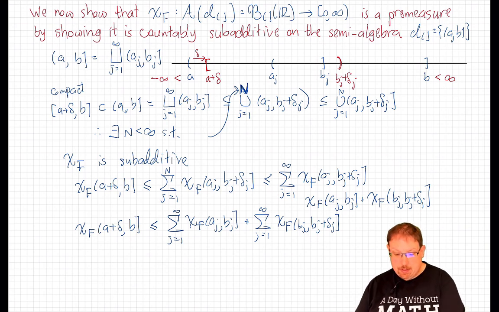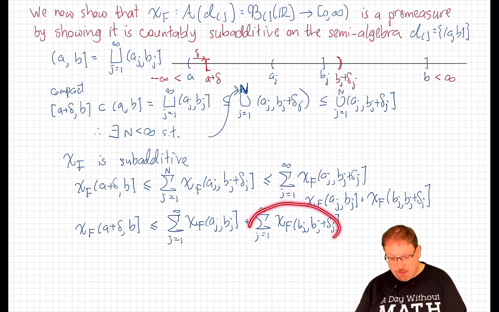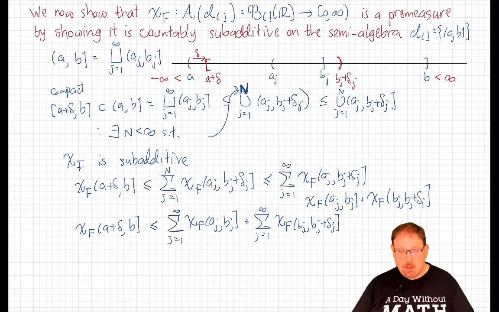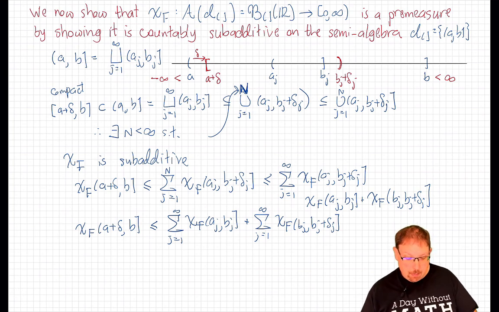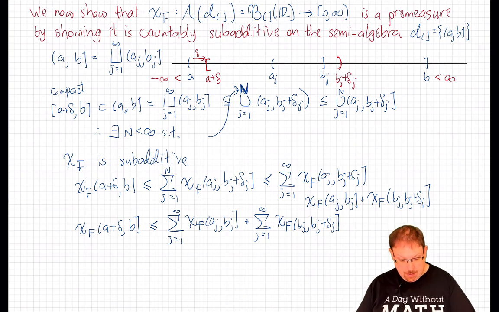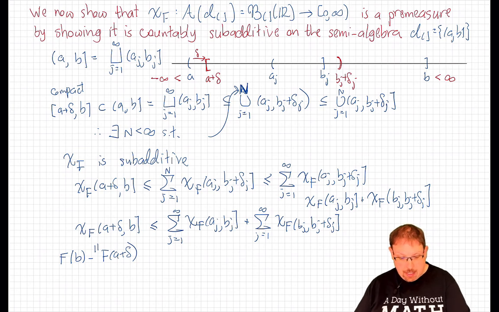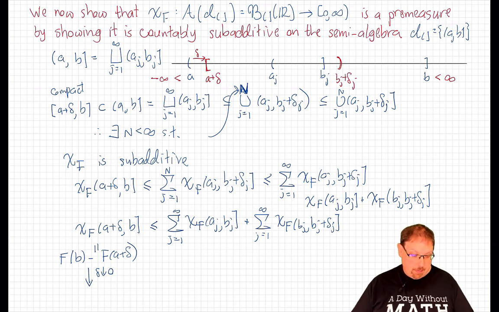Now we need to do two things. We need to get rid of this delta, and we need to get rid of this term. Notice that we have yet to use any continuity properties of the function f. So let's do so now. By definition, chi f over here is f at b minus f at a plus delta. Notice that the right-hand side is independent of delta. So we're now going to take the limit as delta decreases to zero.